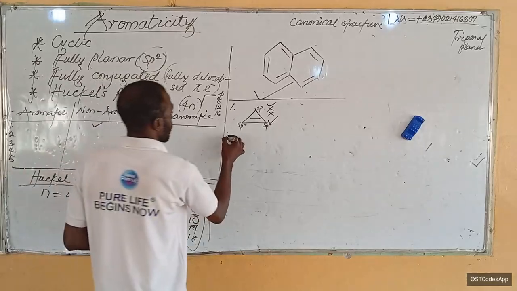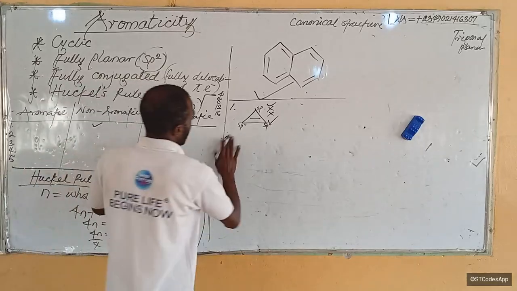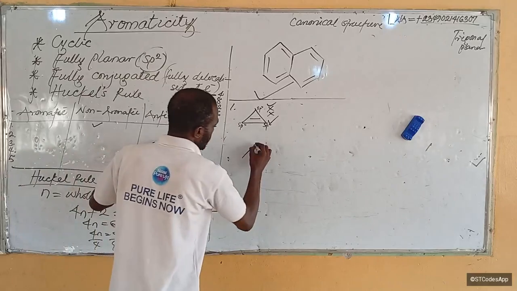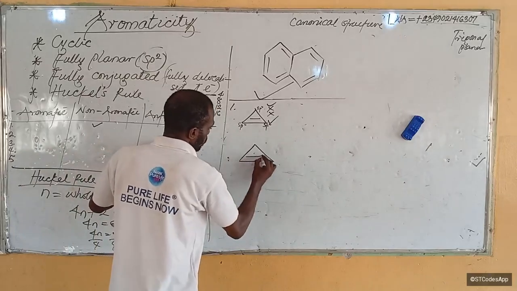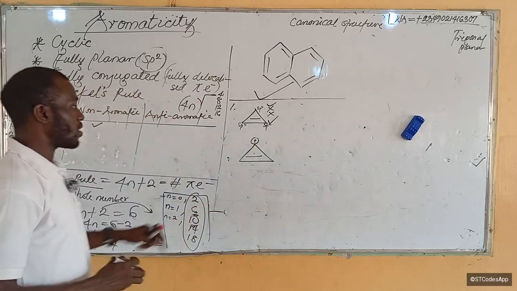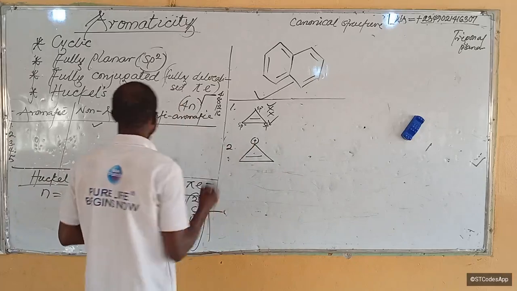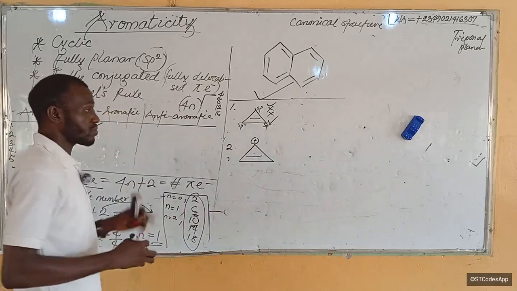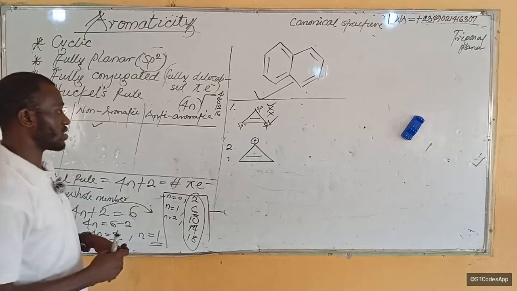Now, number 2. Let's use this example. Let's use the same guy, but this time I am going to do something to it. I'm going to add a carbocation there. So this is number 2 now. With the presence of a carbocation, something changes. Now what changes is this.